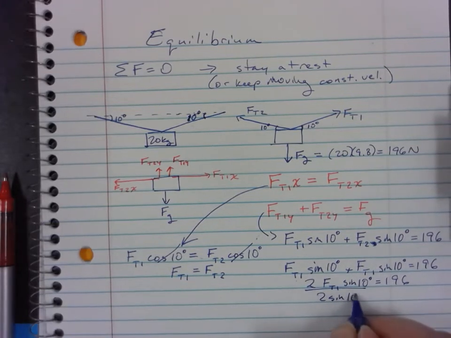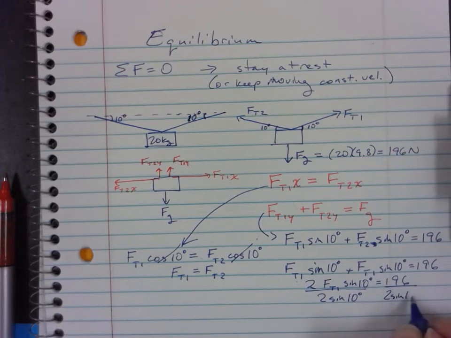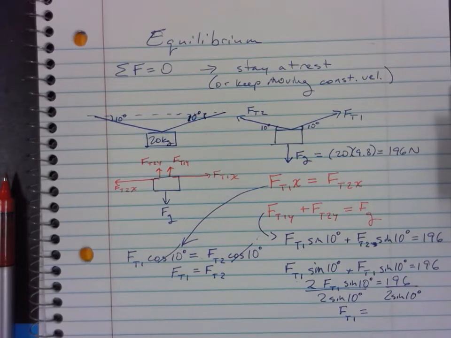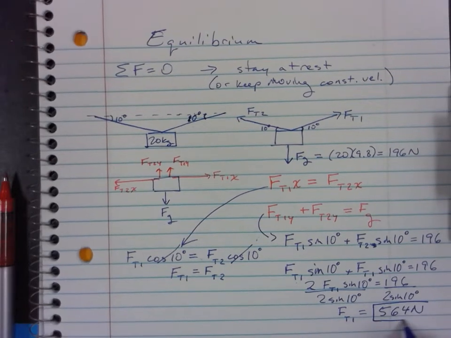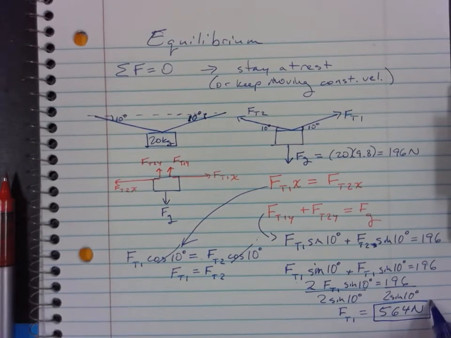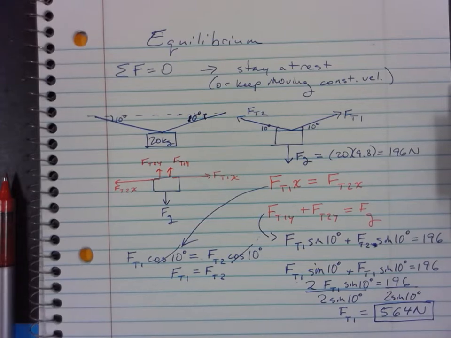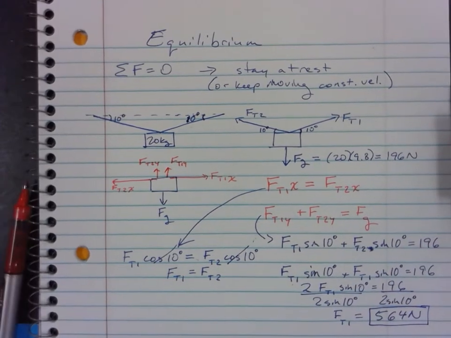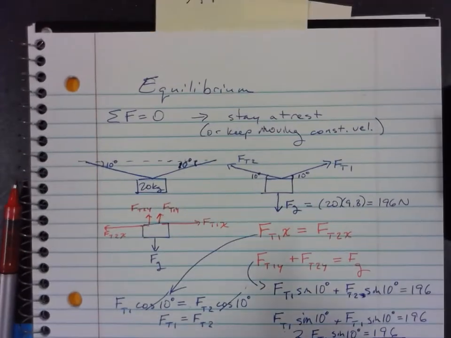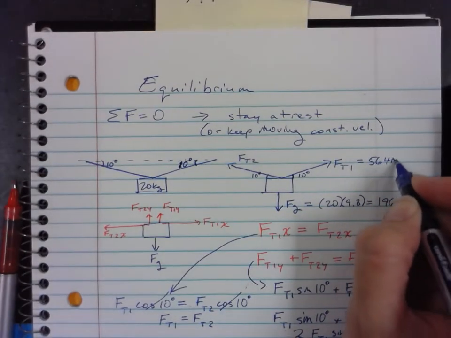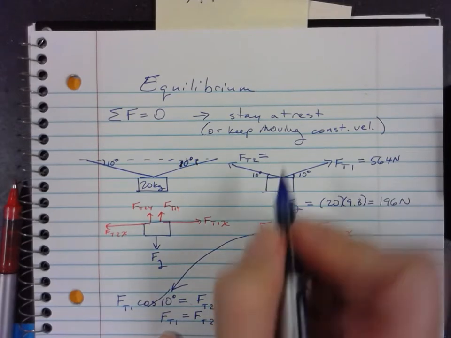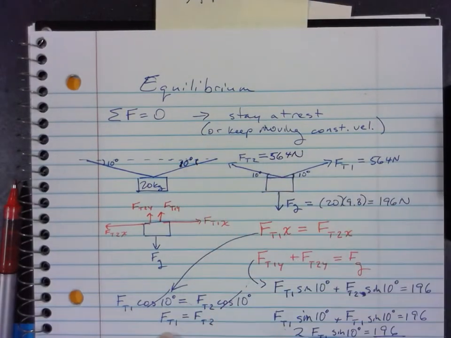And then I divide both sides. And so Ft1 equals 196 divided by 2, divided by the sine of 10 degrees. I get 564 newtons. So I finished my problem. Ft1, if we pull back up here, is 564 newtons. Ft2 is also 564 newtons.